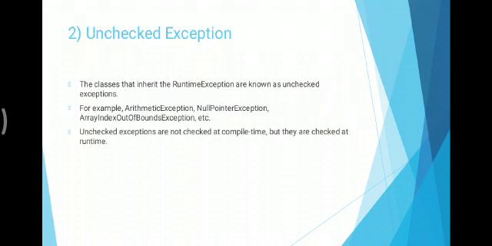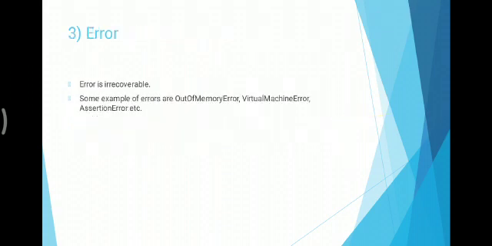Checked exceptions are checked at compile time. Unchecked exceptions: the classes that inherit the RuntimeException are known as unchecked exceptions. For example, ArithmeticException, NullPointerException, ArrayIndexOutOfBoundsException, etc. Unchecked exceptions are not checked at compile time but they are checked at runtime. Error is irrecoverable. Some examples of error are OutOfMemoryError, VirtualMachineError, AssertionError, etc.